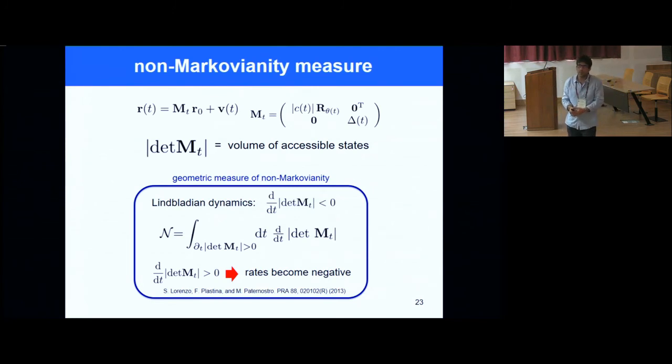So when this is not the case, so this guy can grow in time, then you define the non-Markovianity measure this way. You basically integrate over all time domains where this guy can grow. And this gives you your non-Markovianity measure, which is defined positive. You may wonder what is the relationship with the previous criteria based on the negativity of rates. It turns out that the positivity of this derivative here is a sufficient condition for at least one of the rates to become negative. So that means that if a dynamics is non-Markovian according to this geometric measure, it will be so according to the criterion based on the negativity of rates.